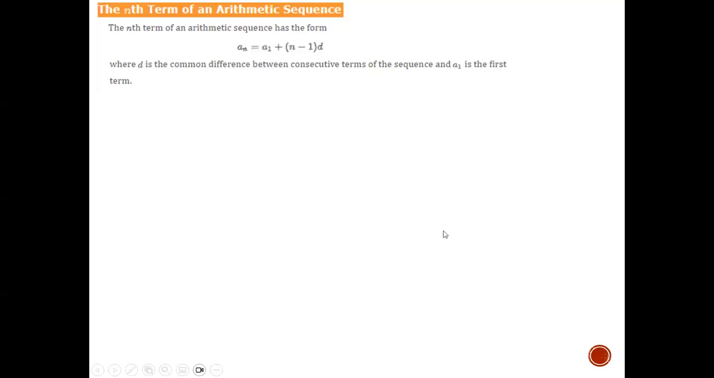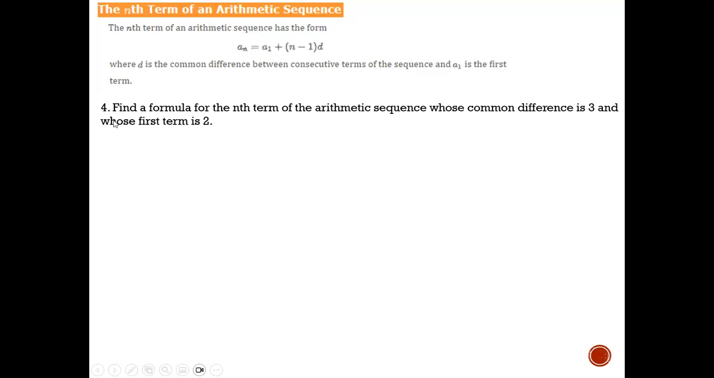Okay, so the nth term of an arithmetic sequence, we have a formula here. If you recall, an arithmetic sequence is a sequence that has a common difference amongst the terms. So we can use this formula here to generate any of the terms. A sub n is going to be a sub 1, which is the first term, plus n minus 1 times that common difference, okay? So let's do an example here.